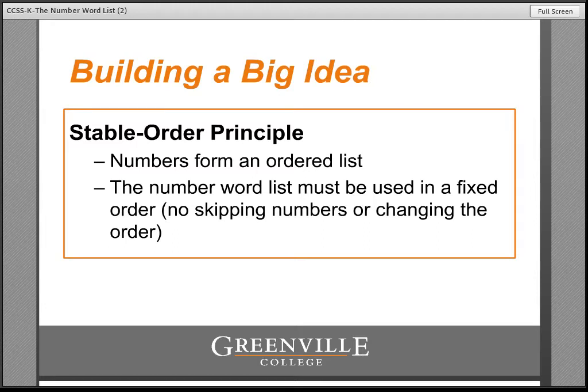The big idea that you really want them to come to during the rote counting stage is the stable order principle. This is the idea that numbers form a list with a fixed order. That order is important, and the numbers must be stated in this sequence. Eventually, you want them to be able to have this list fluently available so that they can apply one number word to one object and automatically use the next word in the order as they point to the next item.